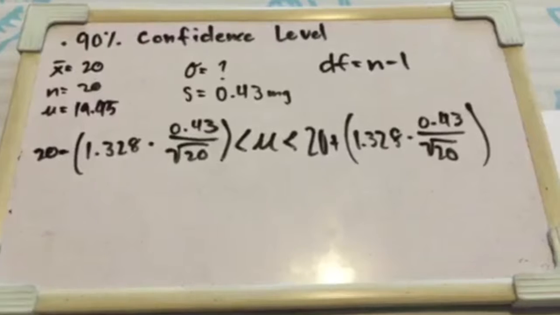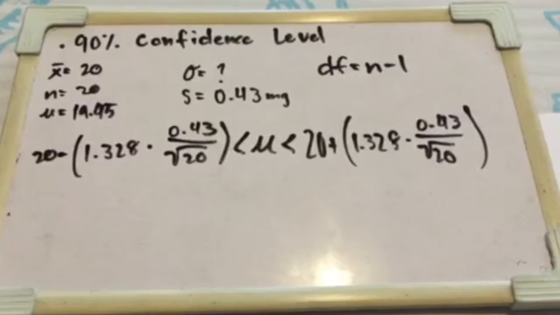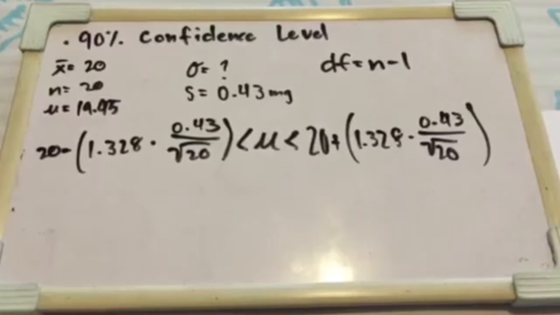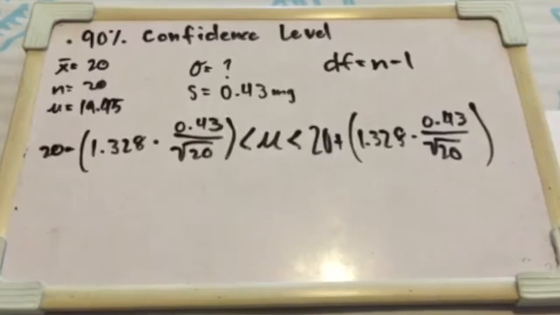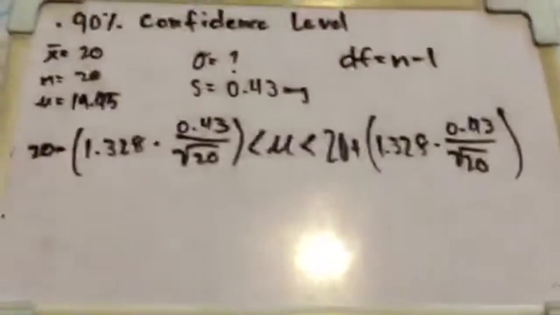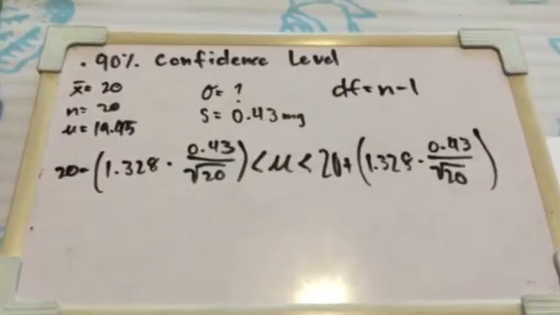How did we get the t-score? To get the t-score, you subtract 1 from the number of samples. So it will give us 19. 19 is the degrees of freedom, and since we are given a 90% confidence level, it gives us a 0.10. So that would give us 1.328, which is the t-score that we used here.